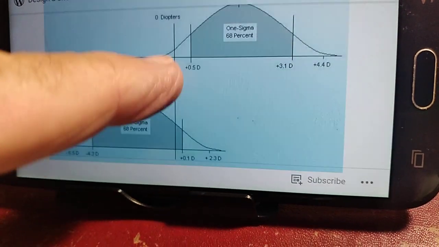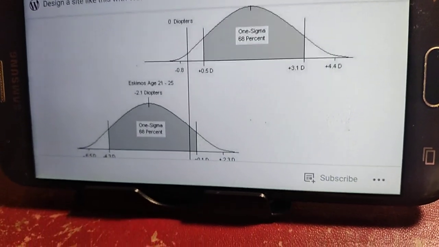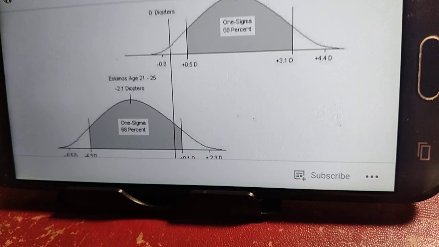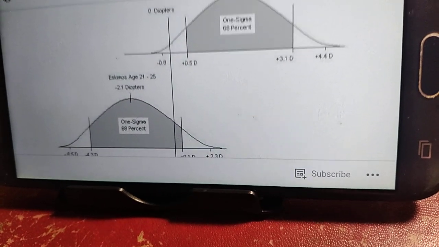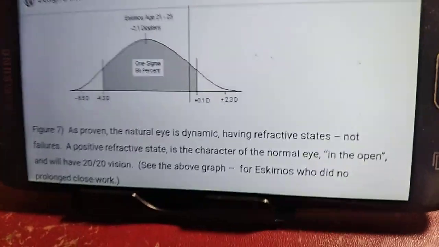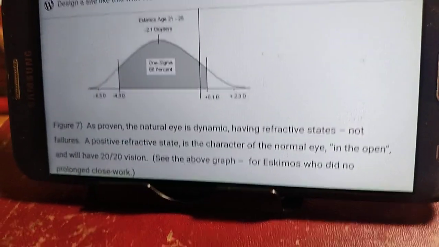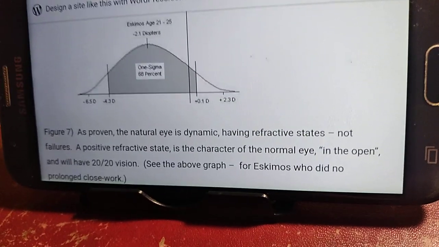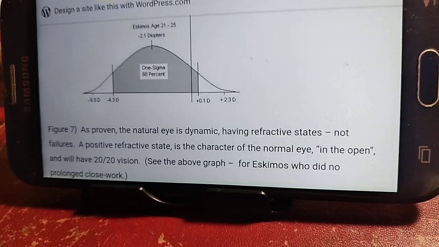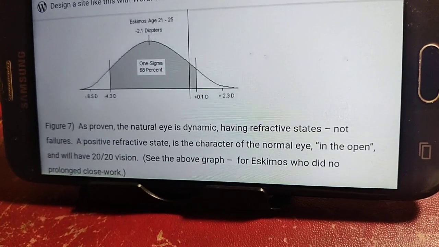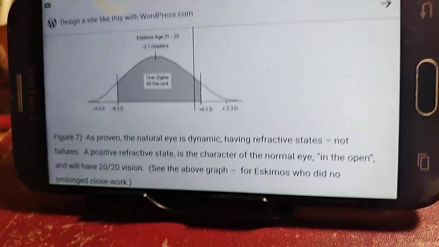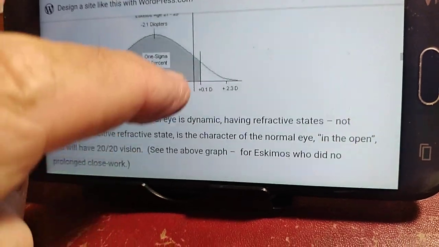Their kids, after 12 years in school, saw the refractive state of the normal eyes change to -2 diopters with a spread of from +0.1 diopter to -4 diopters. That's called 1 sigma in statistics. No, all didn't become myopic, but 85% had negative refractive states for their normal eyes.